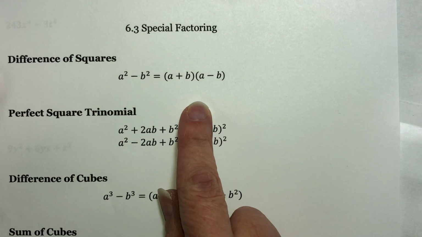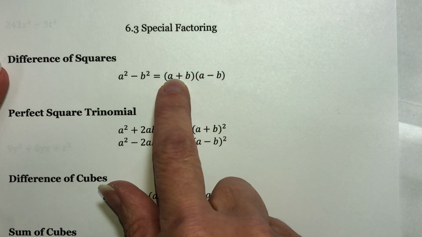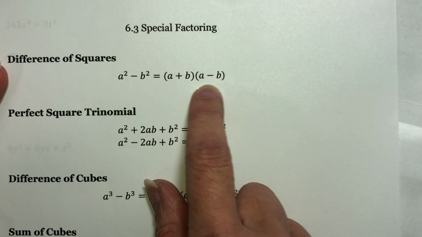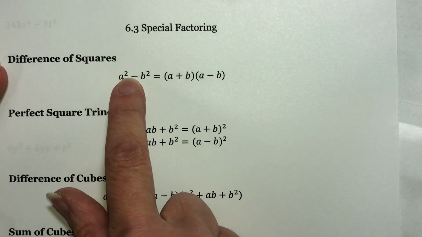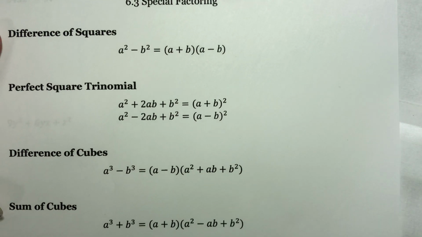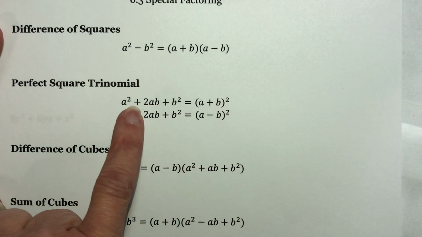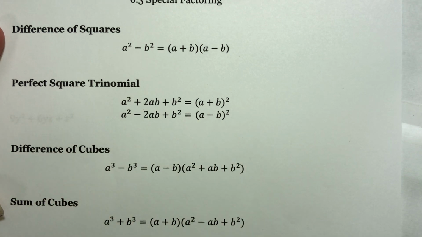We saw this back in chapter 5. We dealt with it in the opposite direction though. If you were multiplying two things with the same two terms and one was positive, one was negative, you got to just square each piece with a minus in the middle. Now we're going to be starting off here and going this direction. The same thing with the perfect square trinomials. In chapter 5, we started off with this side and we went to here. And now we're going to be going from here to here.